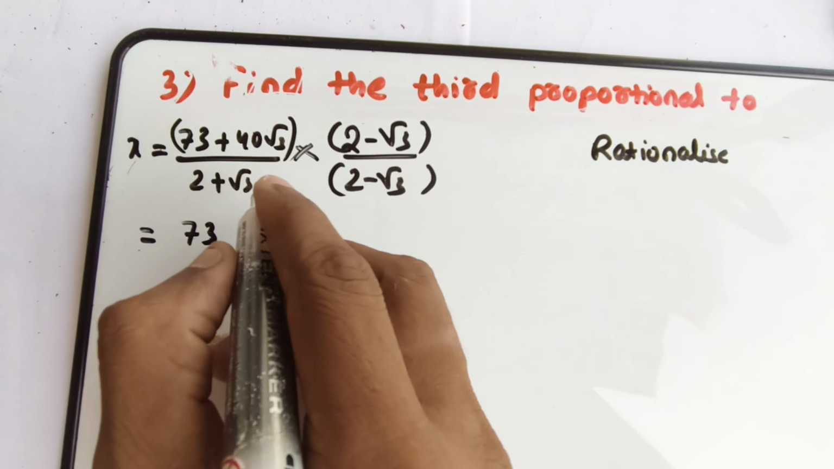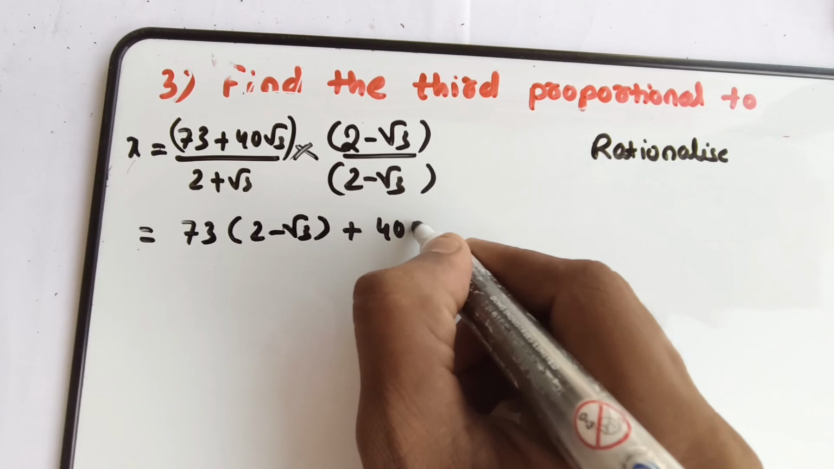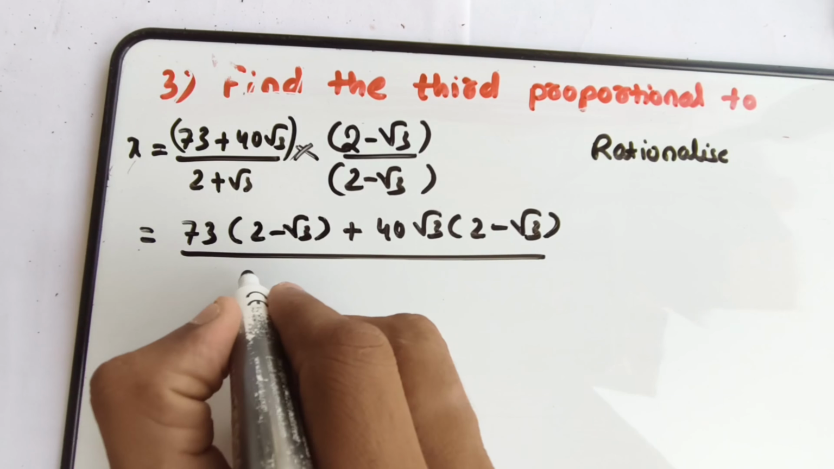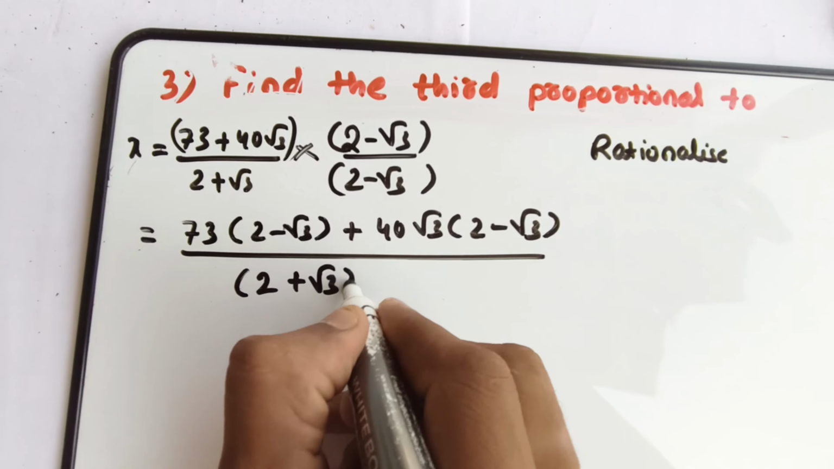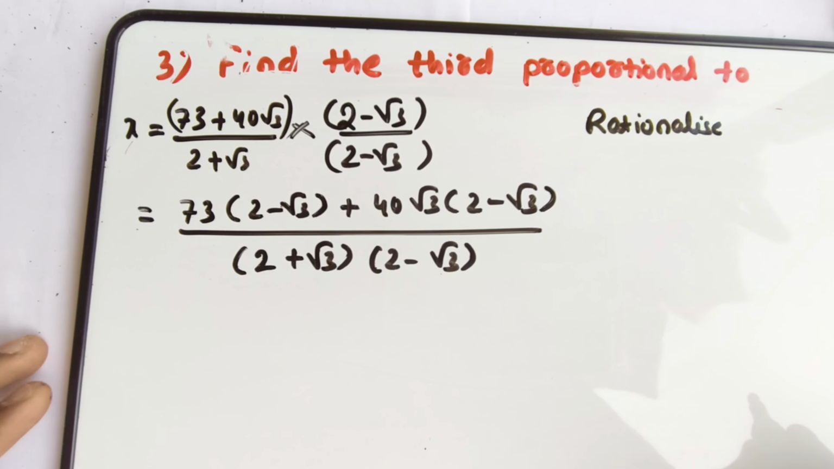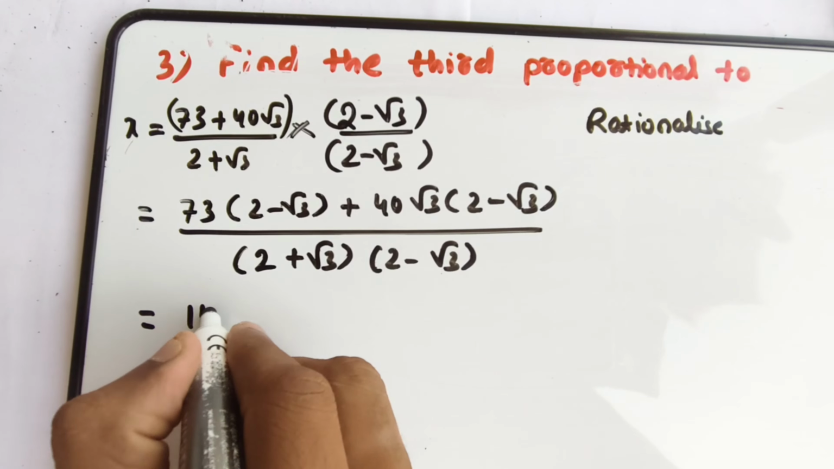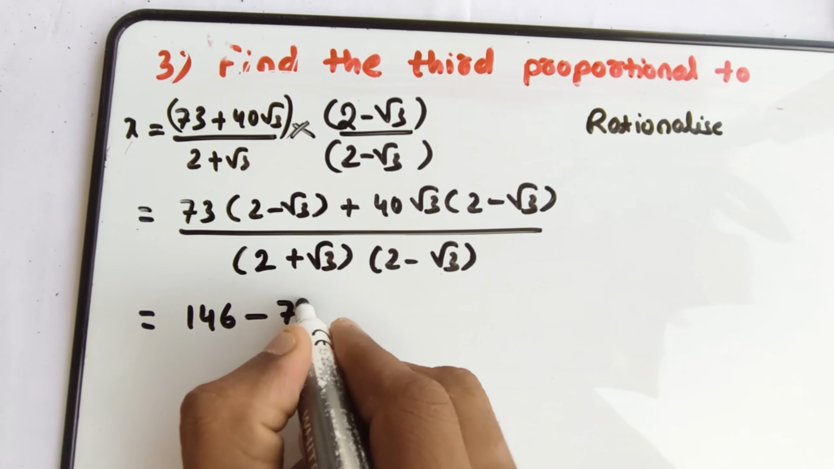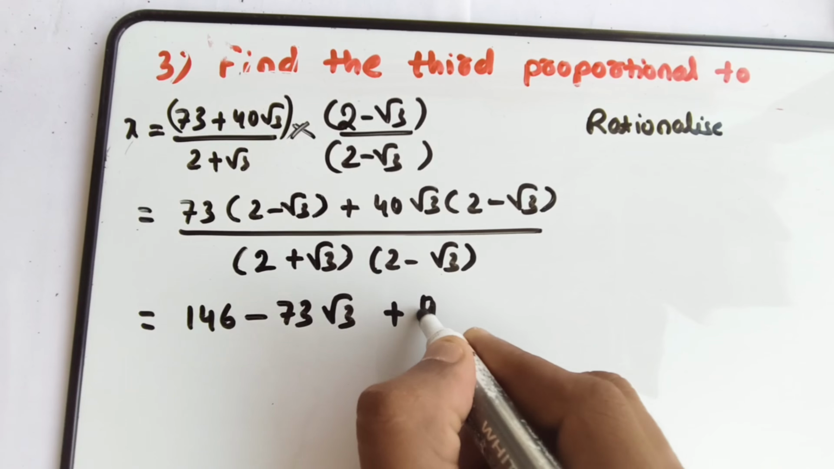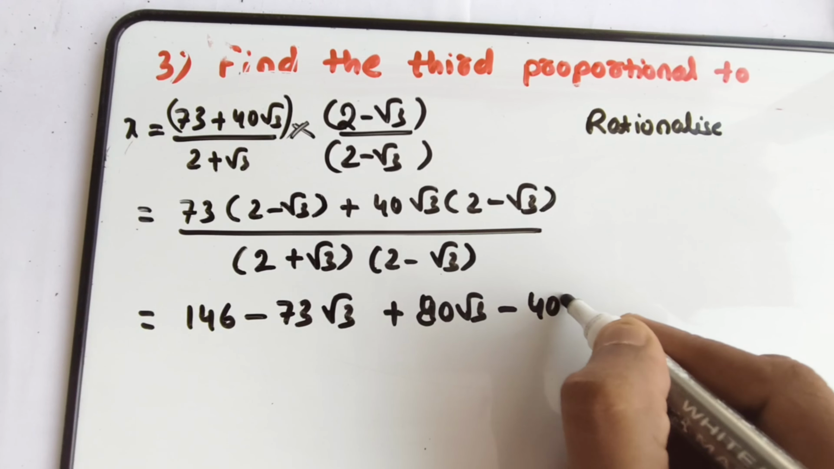Multiply the numerators now: 73 bracket 2 minus root 3 plus 40 root 3 bracket 2 minus root 3, divided by a plus b into a minus b, that is a square minus b square. 2 plus root 3 into 2 minus root 3. That formula I'm going to use here. Now multiply. 73 2s are 146. 73 into 2 is 146, minus 73 root 3. 40 root 3 into 2 is 80 root 3. 40 root 3 into root 3 is 40 into 3.